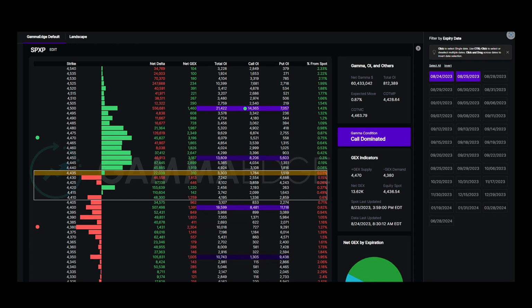Plus one DTE adding on for expiry for the rest of the week. That includes today and tomorrow. Again, call dominated. We opened up the transition slightly. We were right at the top of the transition level. So there could be a possibility of failure, as we're going to be opening right close to the P-trans level.